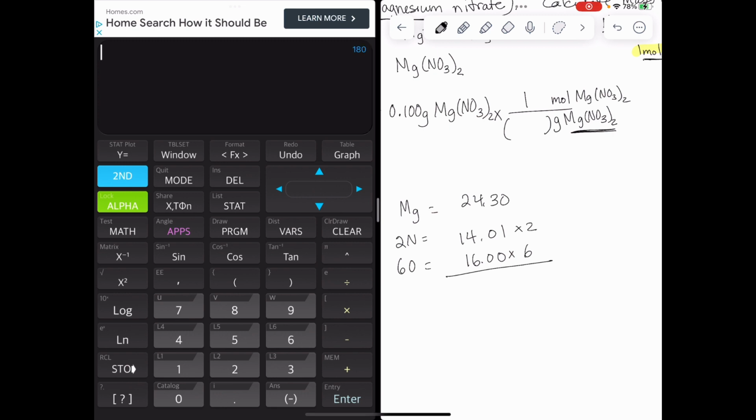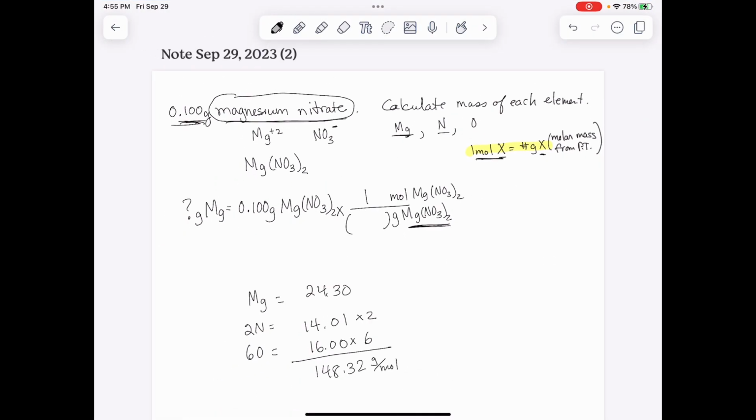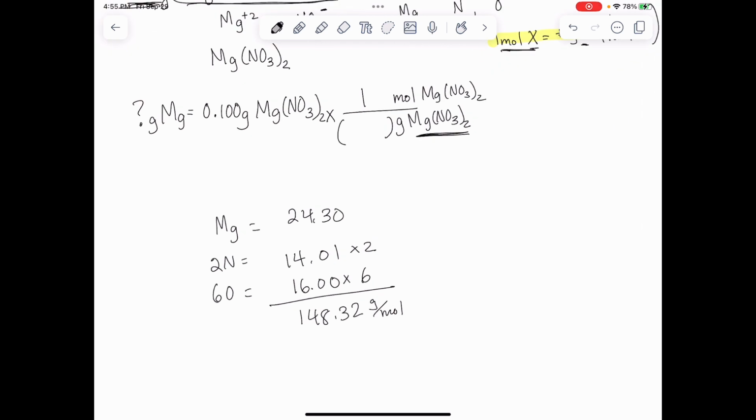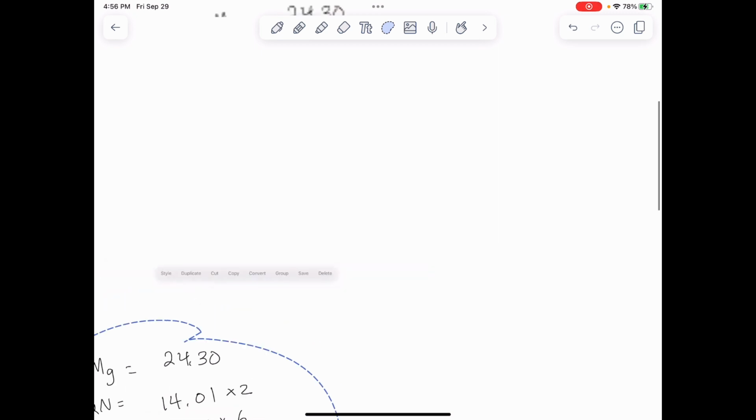So let me add all of that together, 24.3 plus 2 times 14.01 plus 6 times 16, and that is 148.32, and that is a grams per mole. That's the molar mass of magnesium nitrate. And so that's the number that goes here with grams for every 1 mole of magnesium nitrate. I'm going to pull this down to the bottom to get it out of our way.